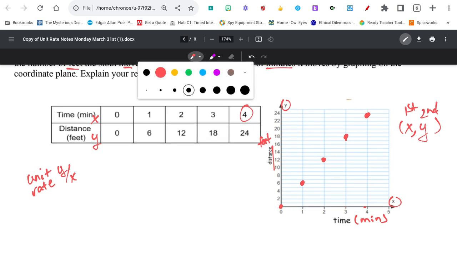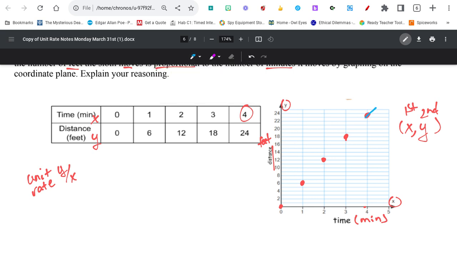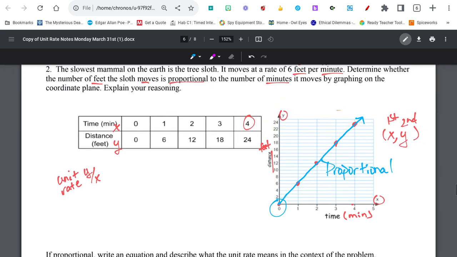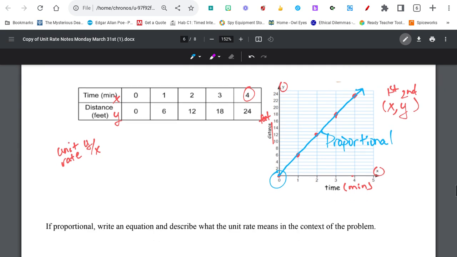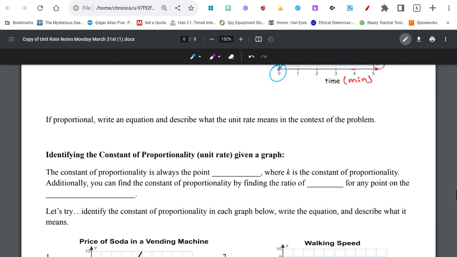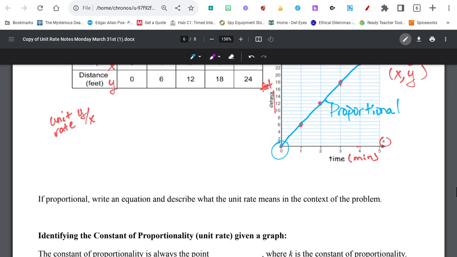And then I'm going to take these points and connect them. And I can see that it is a straight line and it does touch the origin. So this would be proportional according to the graph. If it's a proportional graph, it'll be a straight line and it will touch the origin. If it's a proportional table of values, every Y divided by X will end up being constant, okay? All right, so this is proportional.